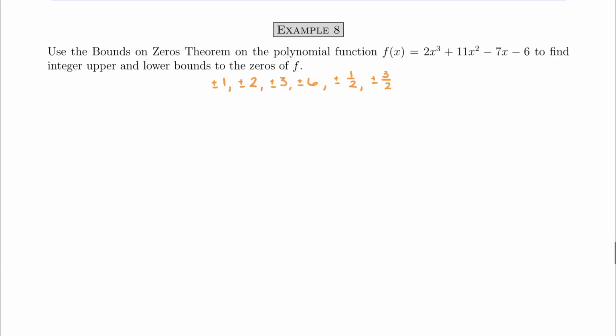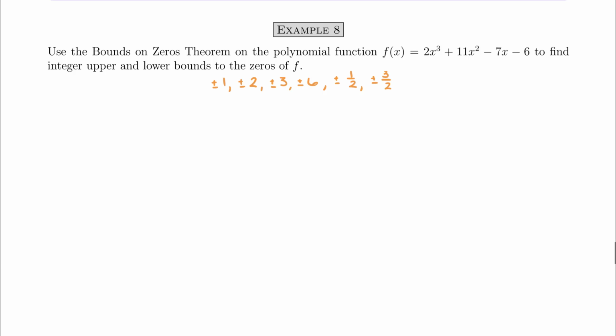Okay, so there's the potential rational zeros, and sometimes you'll end up with a much larger list of potential rational zeros, and you don't want to go through and test every single value. So what the bounds on zeros theorem gives us is it narrows this list down to a range of values that we may want to look at. And here's how it works.